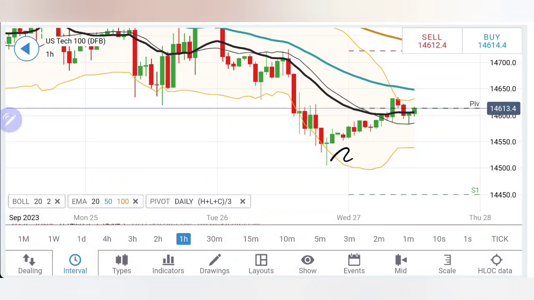Nasdaq 100 has seen a little retracement after dropping towards 14,500 levels yesterday and is now trading in a slight retracement zone. It has in fact breached the first resistance at 14,600, 620 and is now looking upwards.